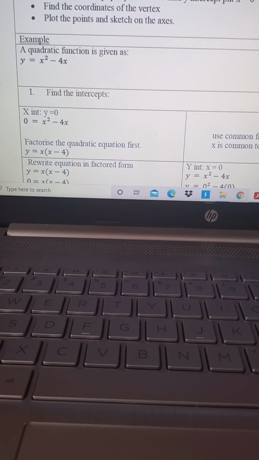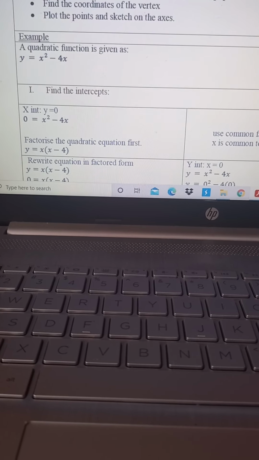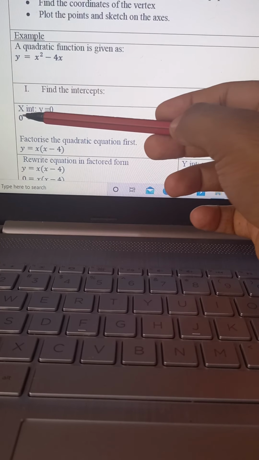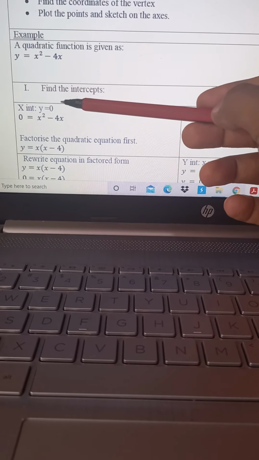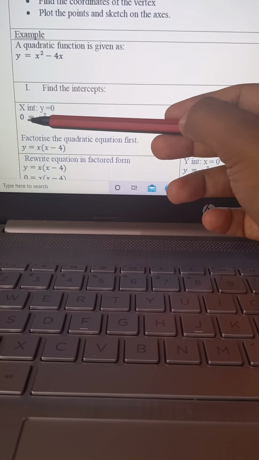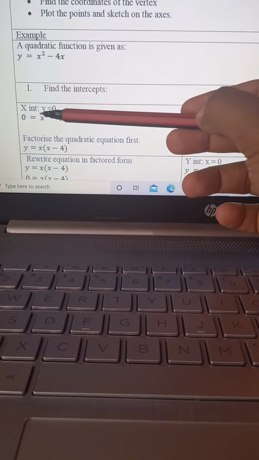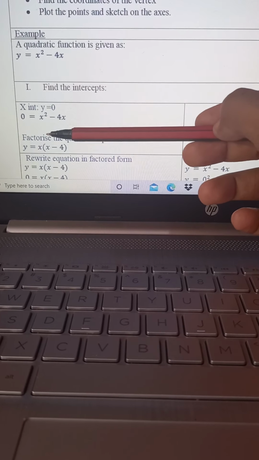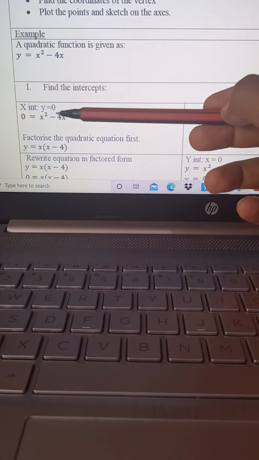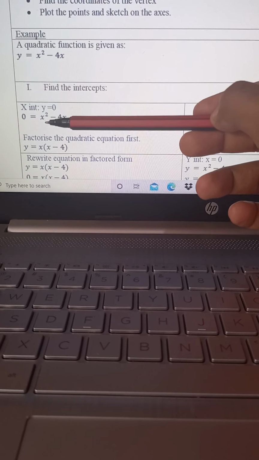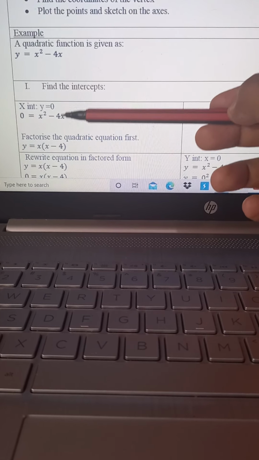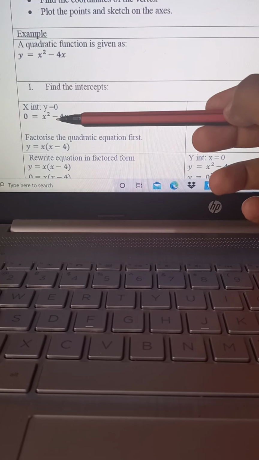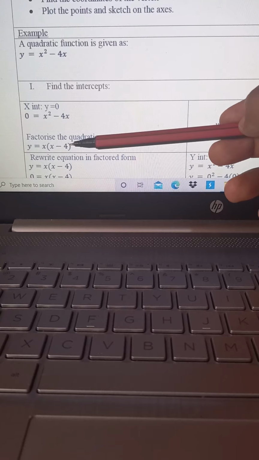The first part says to find the intercepts. So to find the x-intercept, y is 0. In place of y we put a 0. 0 equals x squared minus 4x. Since x appears more than once, I need to factorize this. To factorize this, x is common, x goes out, x into x minus 4. This is the factorized form.